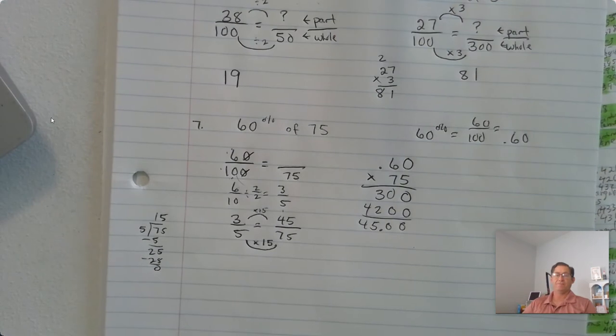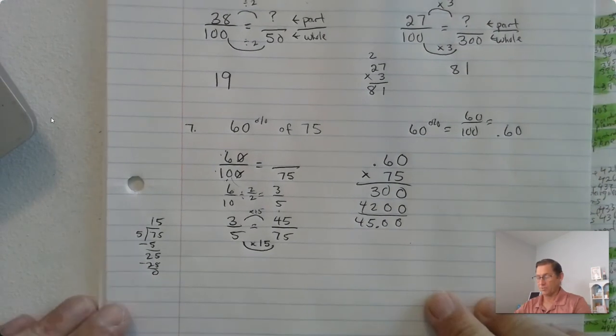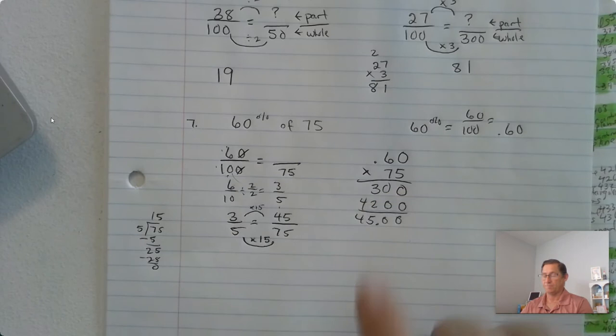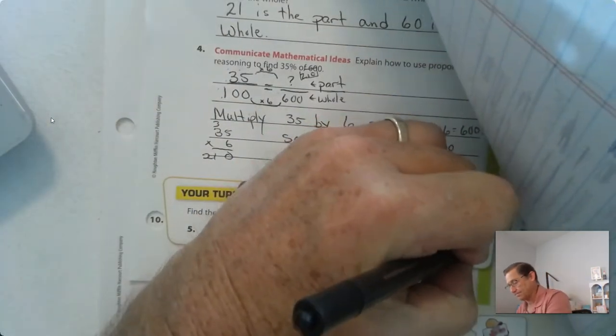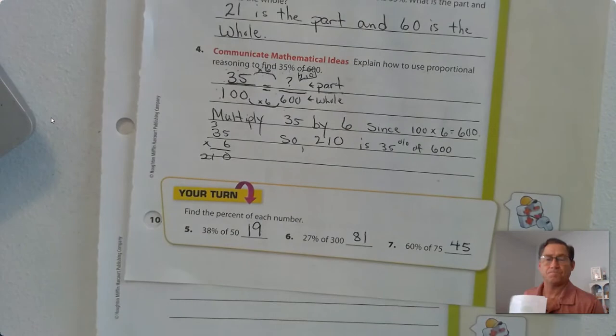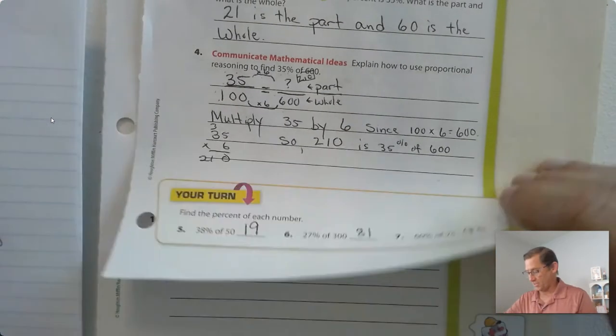2 decimal places, 45. Okay, so you can always multiply by decimal instead. All right, let's go on to page 220.